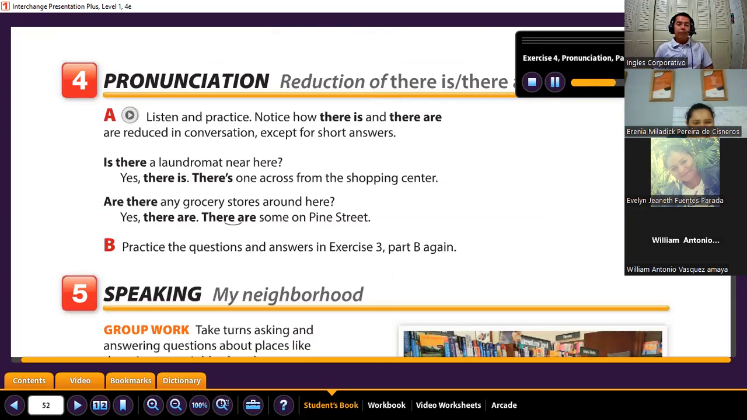Notice how there is and there are reduced in conversation, except for short answers. Is there a laundromat near here? Yes, there is. There's one across from the shopping center. Are there any grocery stores around here? Yes, there are. There are some on Pine Street.